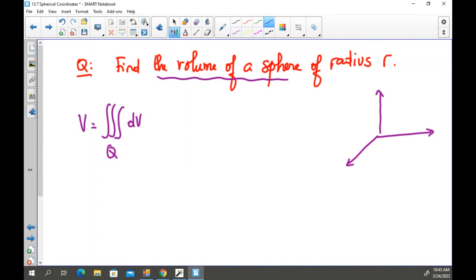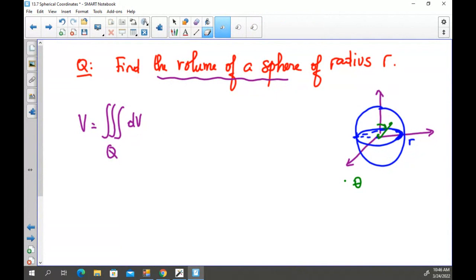Now, imagine you take a sphere like this, of radius r, and you take the point P inside. So in this sphere, what can you say about phi? Phi goes from where to where? If you are moving in this sphere, what are the boundaries for the angle phi?